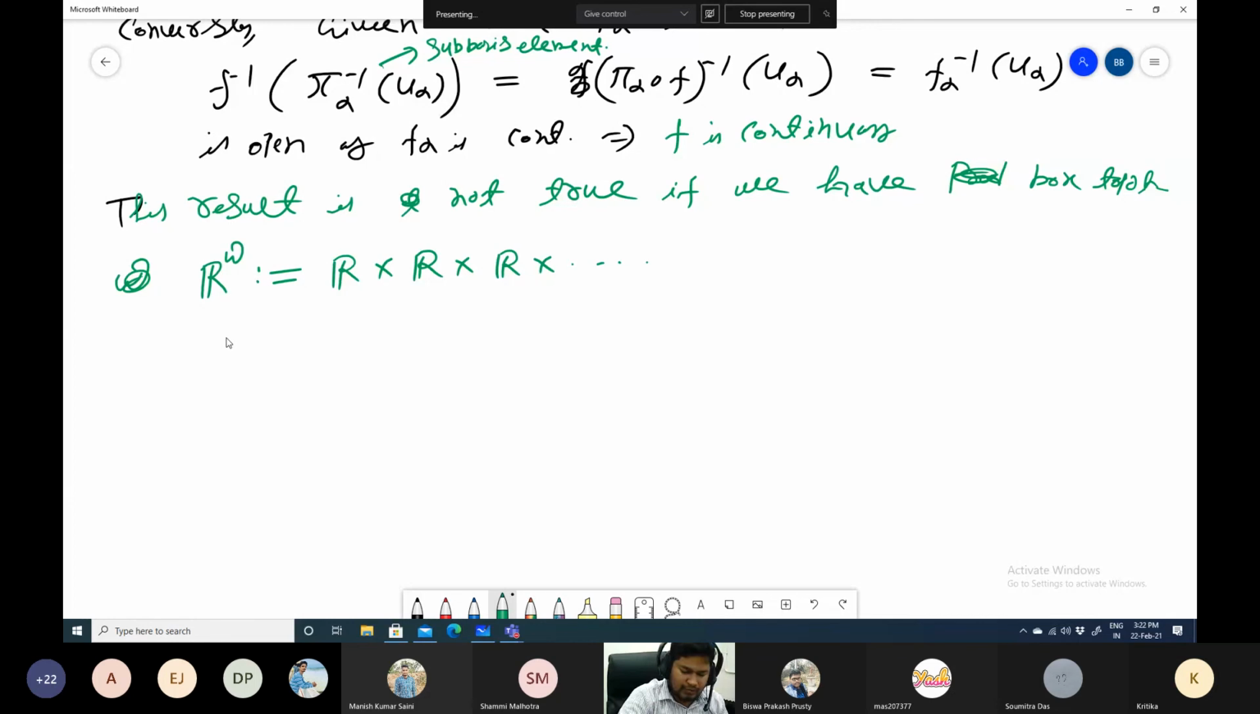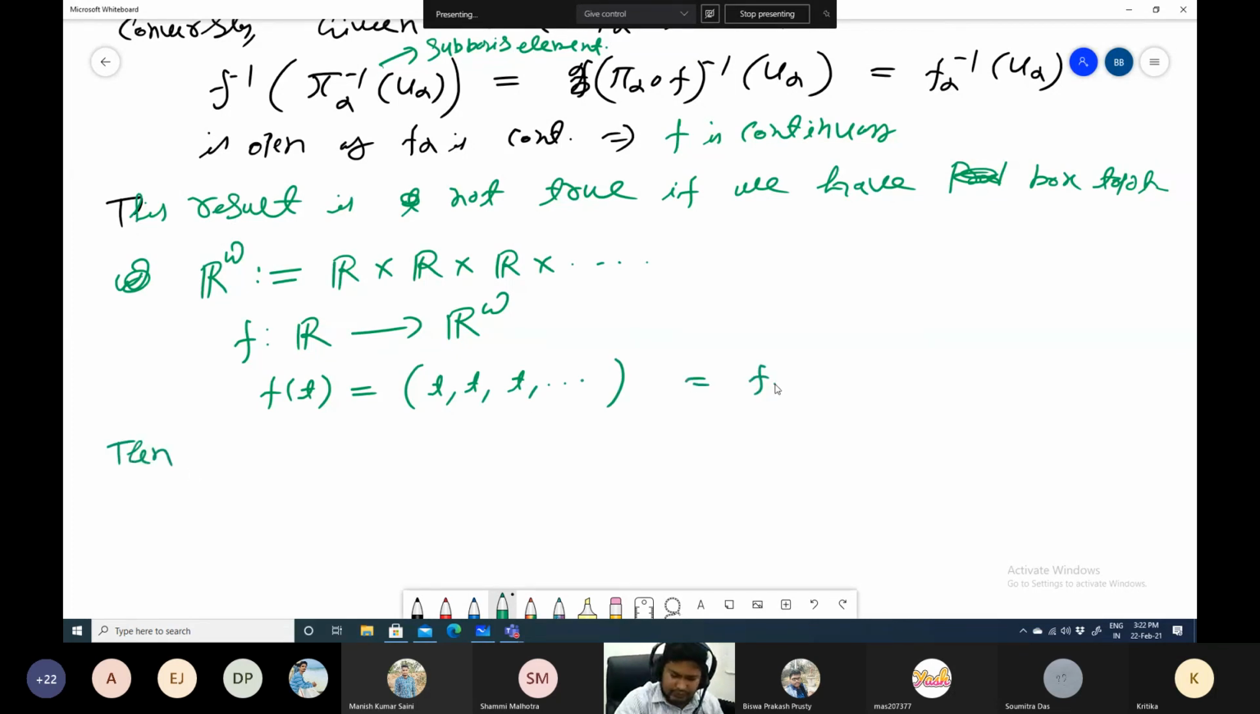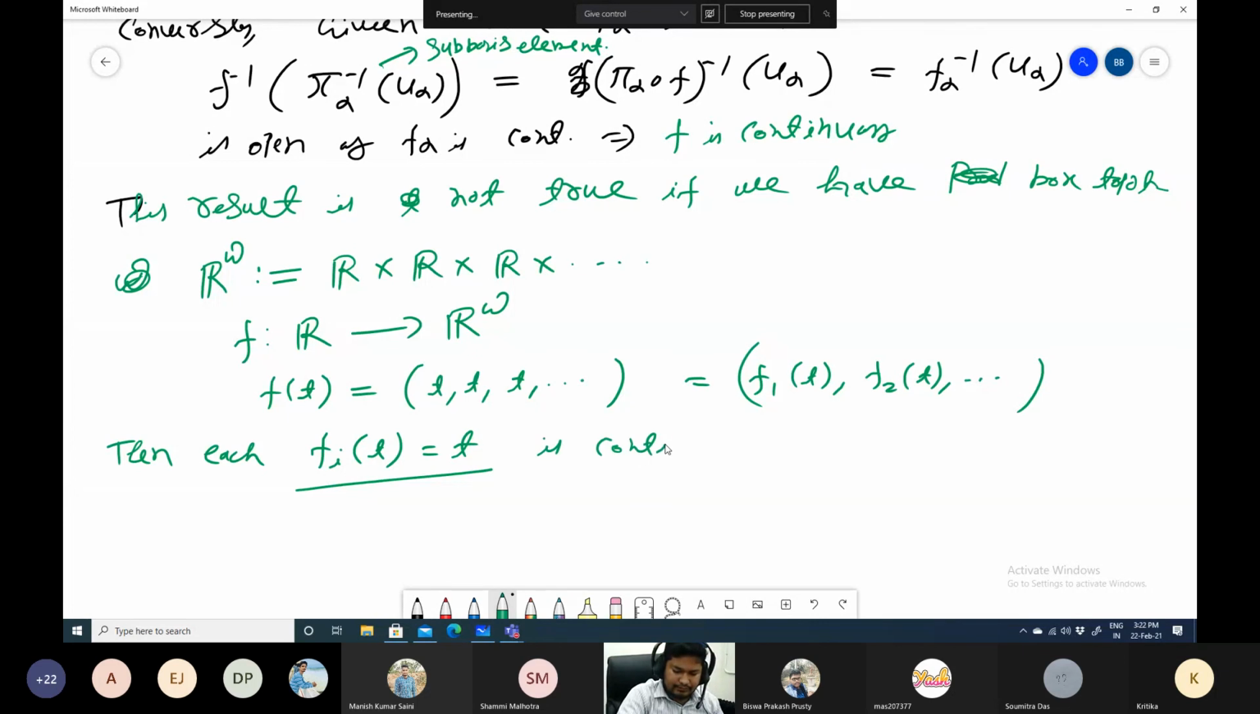So now if we define f from R to R omega defined by f of t equal to t comma t comma t in this way, say that is my f1 t, f2 t in this way. Then you can see that each f i of t is t, and that is continuous, right? Because it is just an identity function. But f is not continuous.